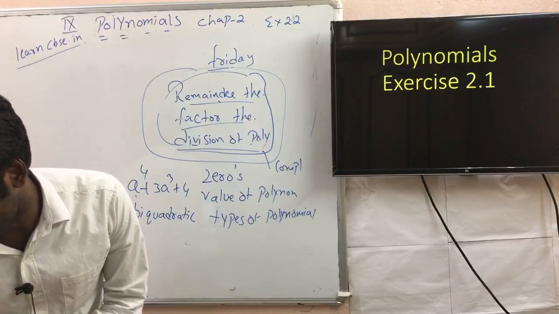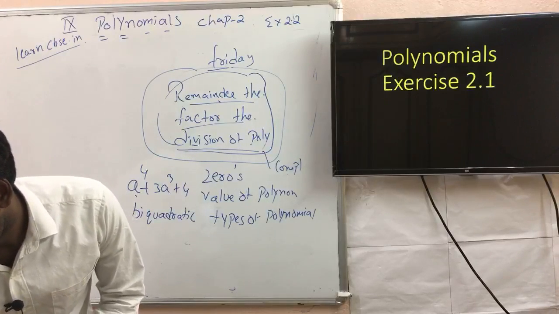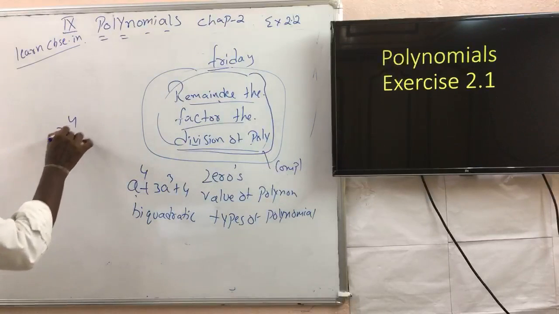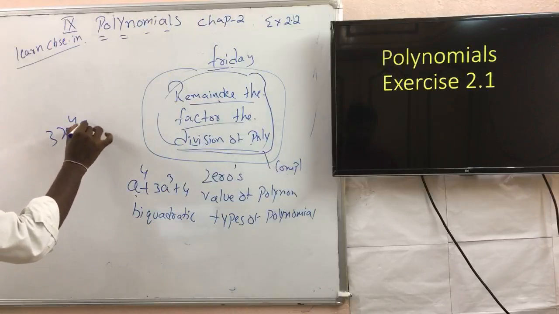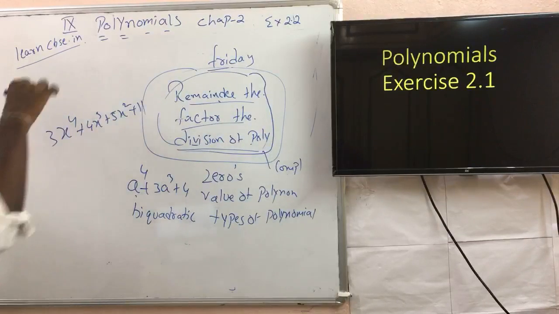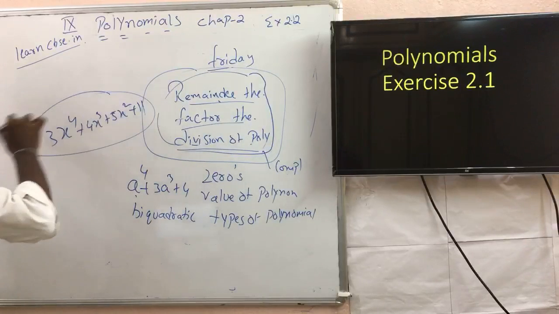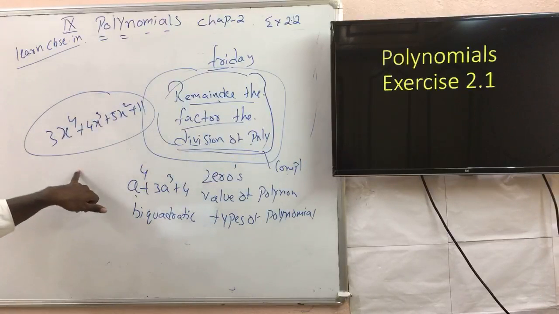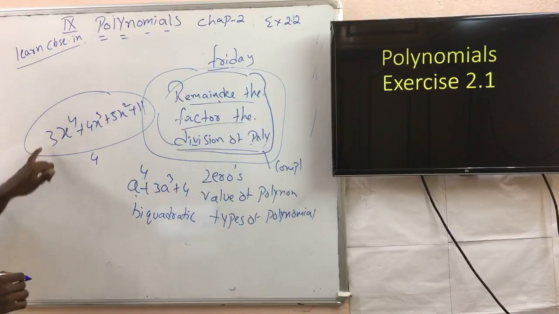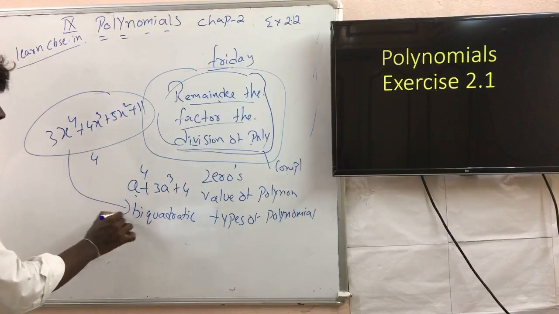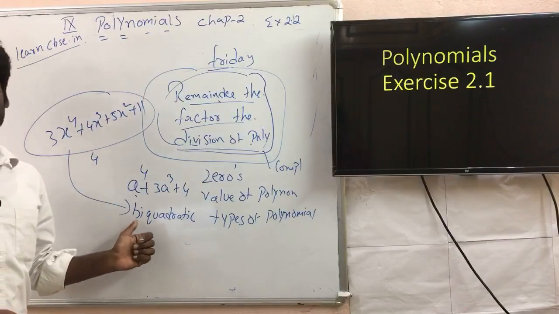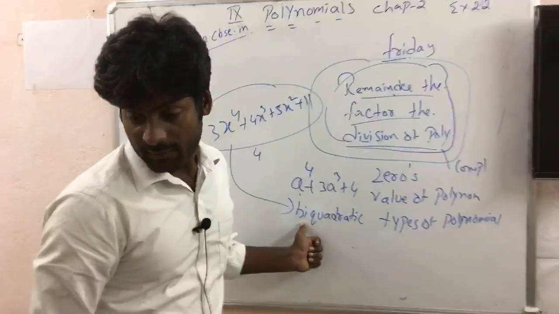What is with x power 4? Yes, same thing. See, x power 4, for example, I am taking 3x power 4, 4x cube plus 5x square plus 11. So what is the degree of this polynomial really? Obviously 4. 4 is the degree of the polynomial. So this is called a biquadratic polynomial. If the degree of the given polynomial is 4, it is said to be a biquadratic polynomial.